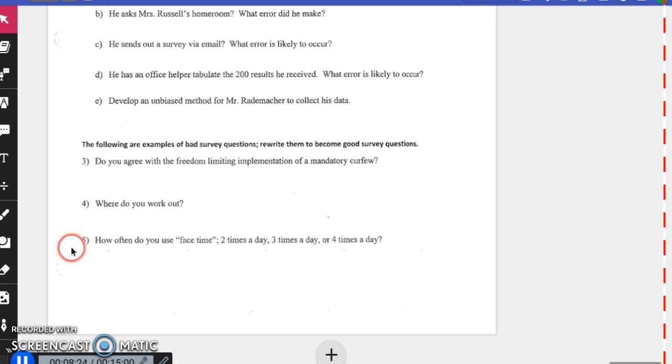And for number 5, kind of the same thing. What if you don't have FaceTime? How do you answer that question? All right, and rewrite it in such a way that anybody could give you a clear and honest answer.